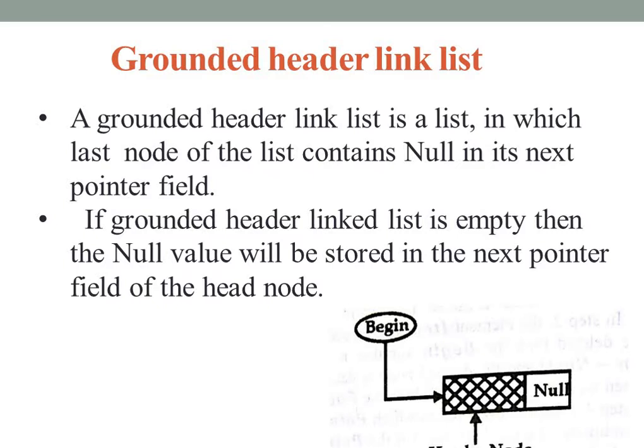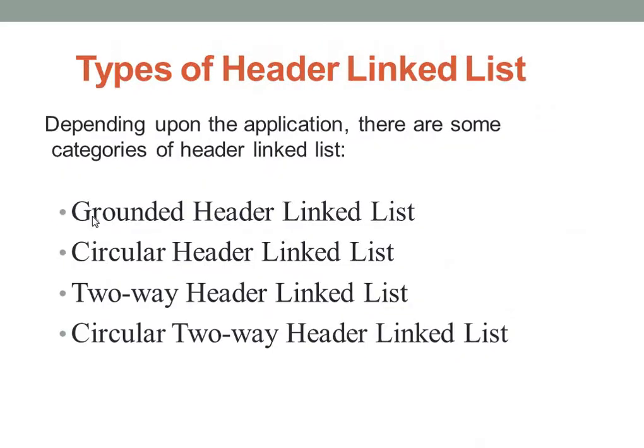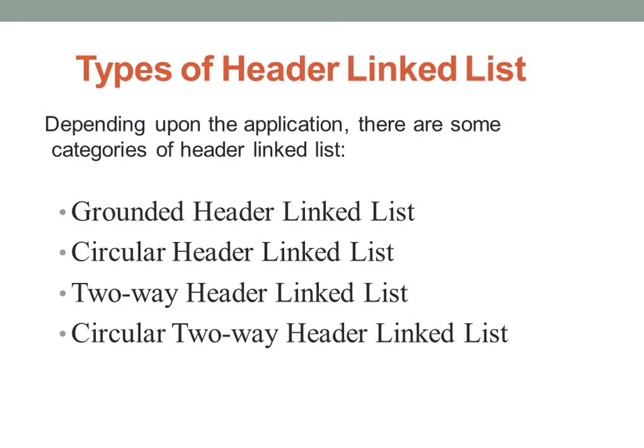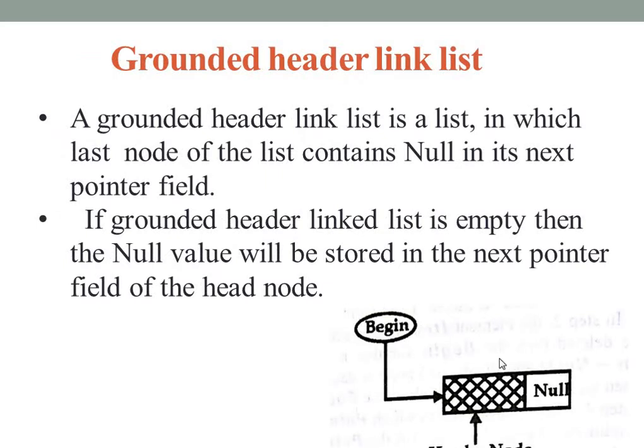A grounded header linked list is a list in which the last node of the list contains null in the next pointer field. As you can see in the previous diagram, this is an example of the grounded header linked list, right? Because if the header linked list has more than one node, the last node will contain the null pointer. So by definition, a grounded header linked list is a list in which the last node of the list contains null in its next pointer field.